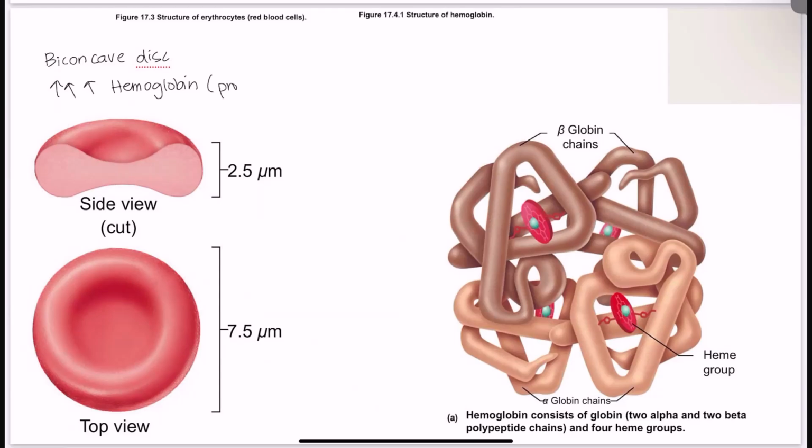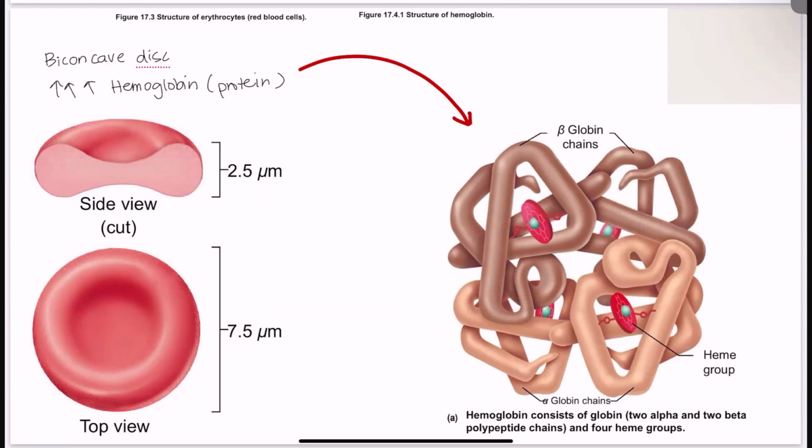Hemoglobin is a protein. Hemoglobin looks like this. That's hemoglobin. It's a protein, so that means it's made up of a bunch of amino acids and it's folded all up into this kind of like messed up ball of yarn shape.